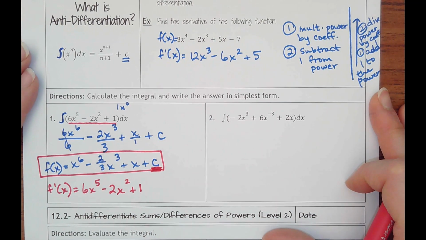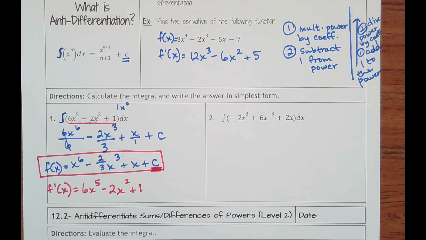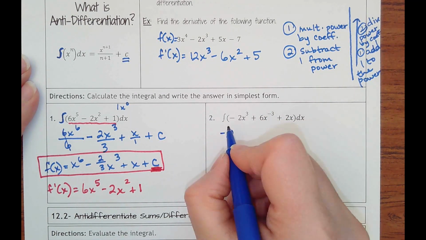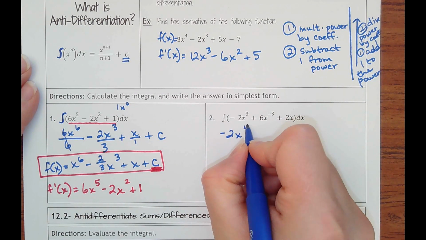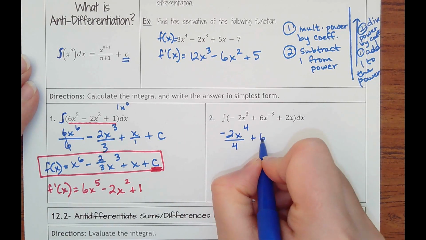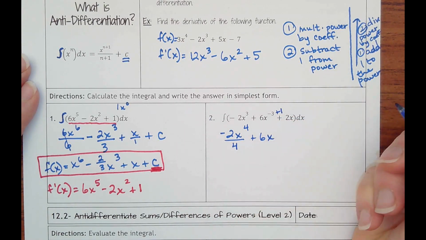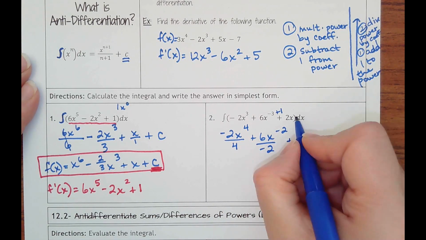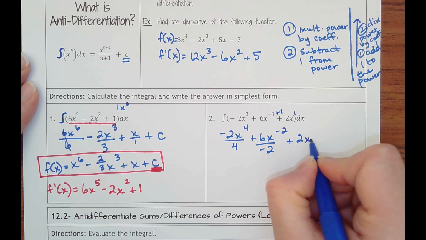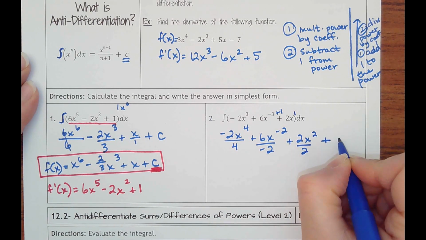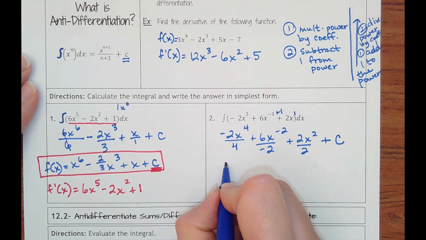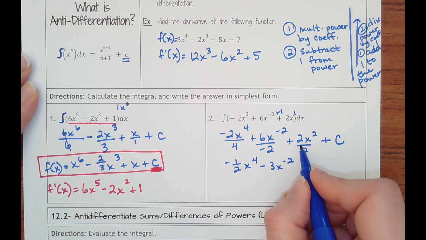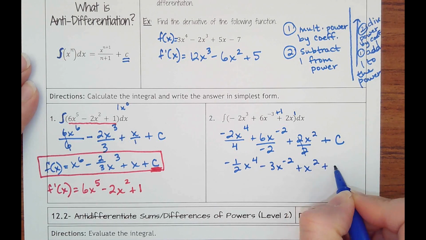All right, number 2. Only thing that changed is I picked a problem that had a negative power. So I would have negative 2x, add 1 to the power, so that'd be 4, divide by 4, plus 6x, add 1 to negative 3, that would be negative 2, divide by negative 2, and then plus 2x to the first, now it's going to be 2x squared divided by 2, plus a constant. Simplify that, that would be negative 1/2 x to the 4th minus 3x to the negative 2nd, that would cancel, plus x squared plus a constant.